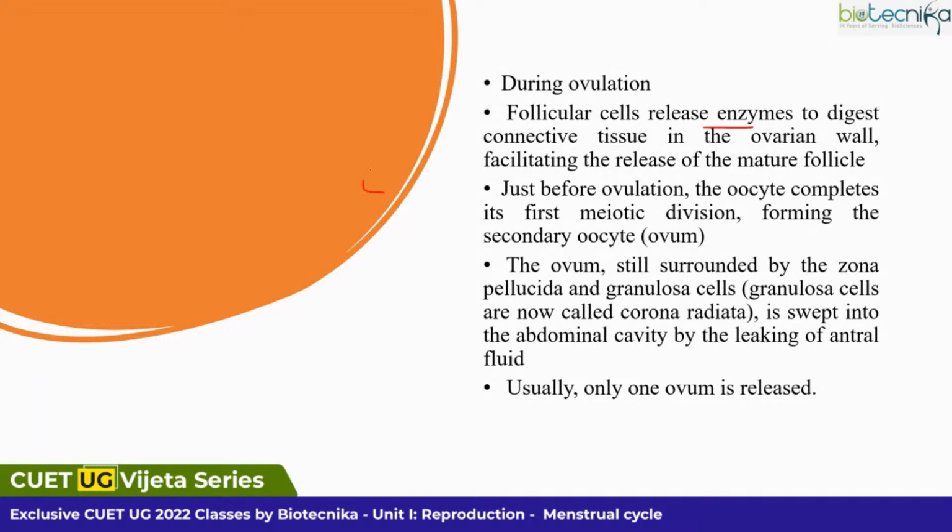Now further, what happens during ovulation, the follicular cells will release enzymes. As we can see, the Graafian follicle will get digested, because the follicular cells will release enzymes to digest the connective tissue. That will lead to the release of the oocyte.